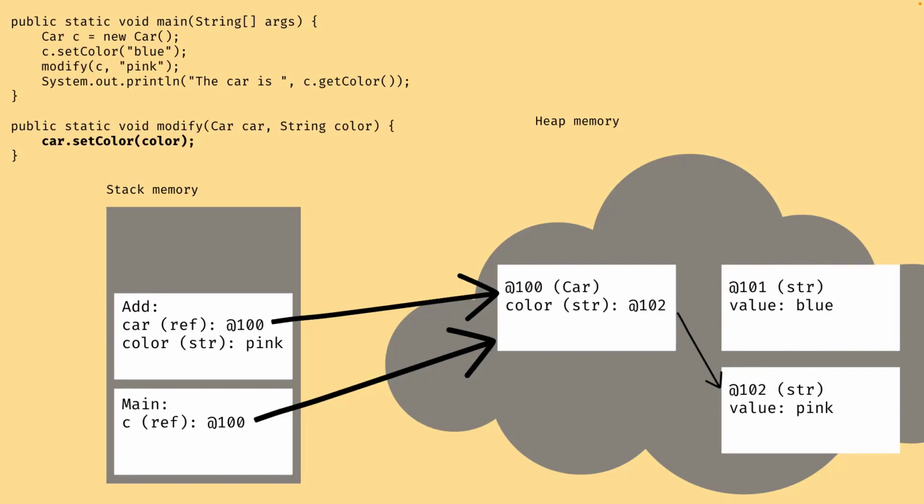So it's actually slightly more complicated than this, because the string is an object itself. So there will be objects for both the strings on the heap as well, and the car object will point to another object itself. So on our car object, we hold a pointer to another object. And as you can see, the string value for blue is also still there, but we're now pointing to the one with the value pink.